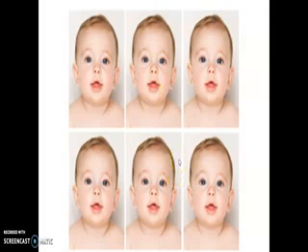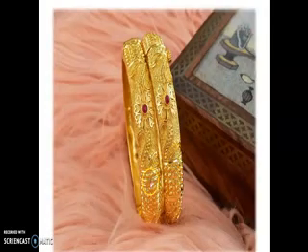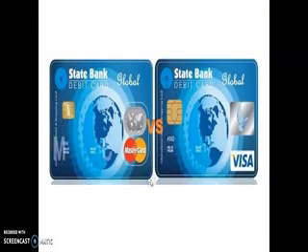Similarly, here you are observing two bangles of same size. These are also looking identical because it has same shape and same size, isn't it? Now, here you are looking at two ATM cards issued by the same bank. Observe, these are identical because this also has same shape and same size.